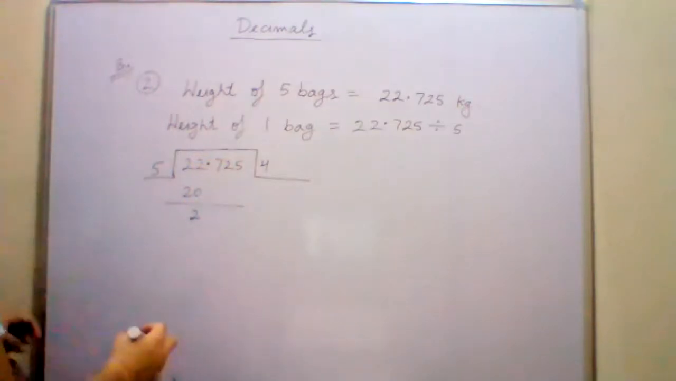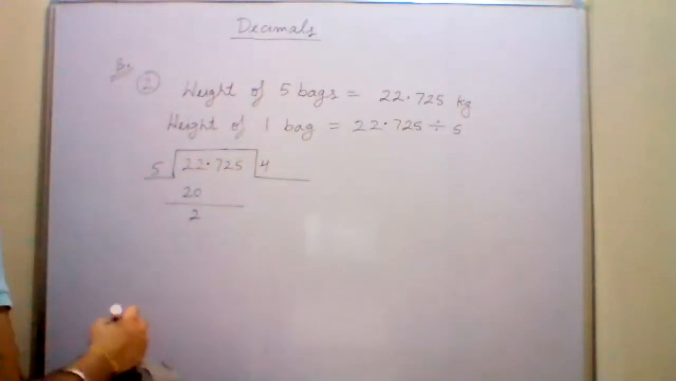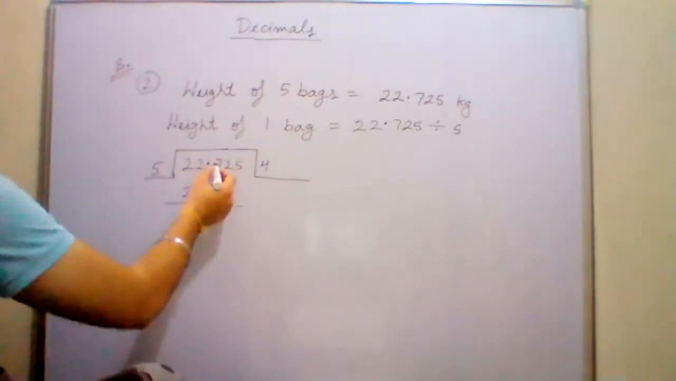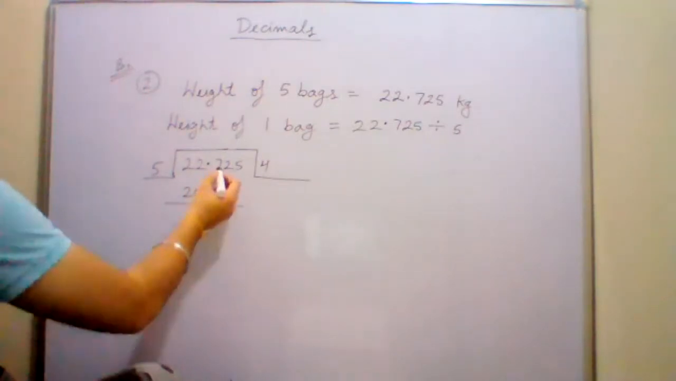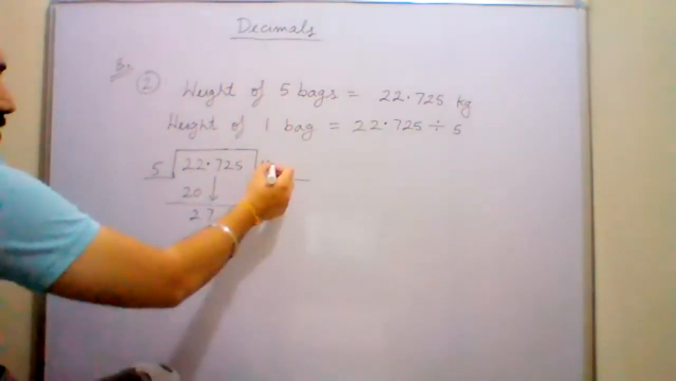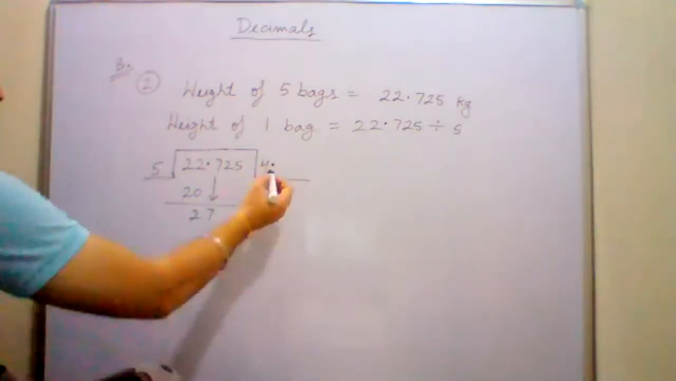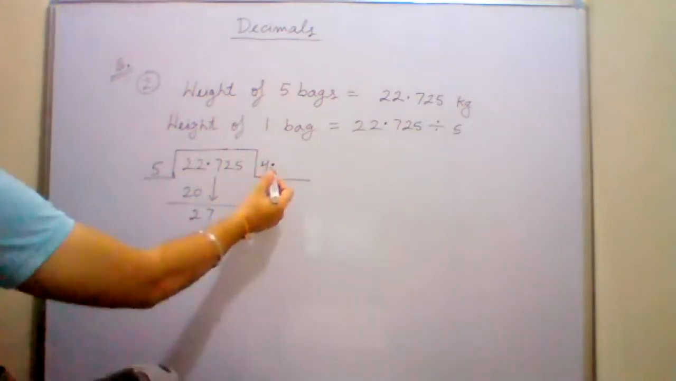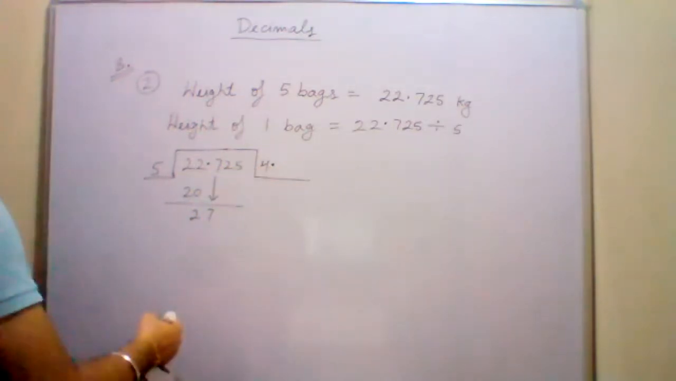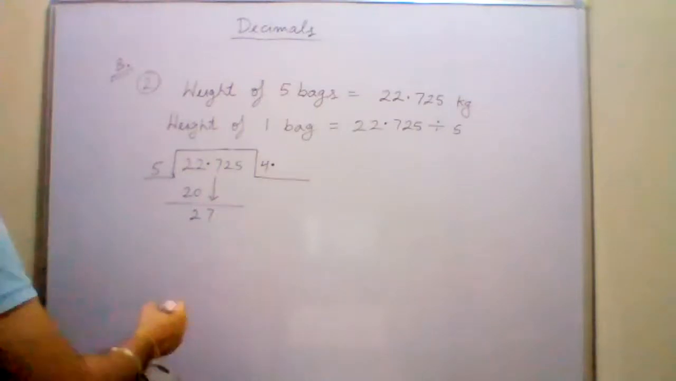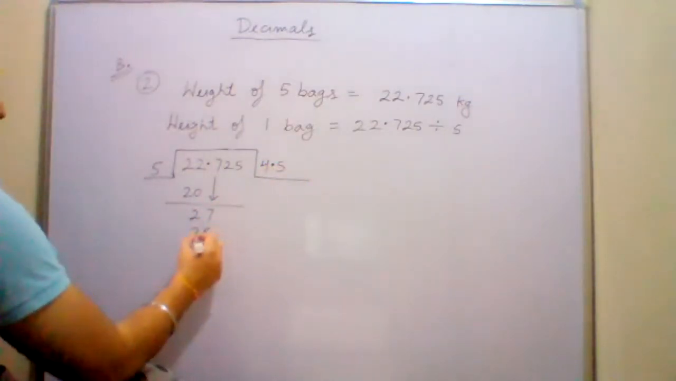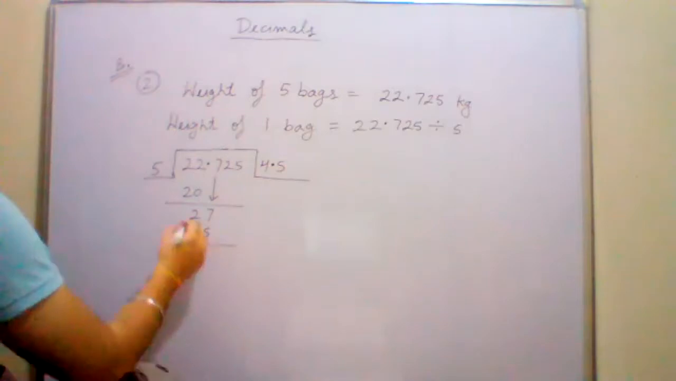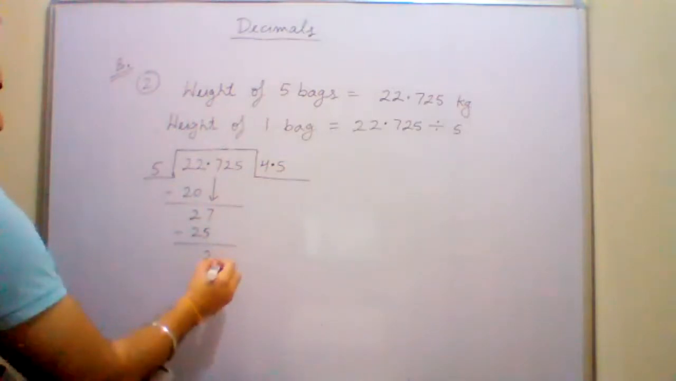Now when you are copying the, one more time you all must see this. When you are copying the first digit after decimal, 7 is the first digit after decimal, so you have to put a decimal in the quotient also, because you have copied the first digit after decimal. So 27, it becomes 27 now. 5 times 5 is 25. So the difference is 2.